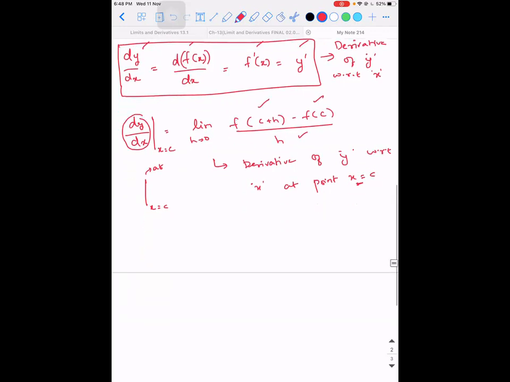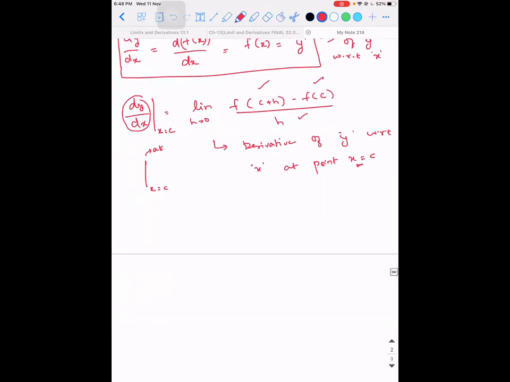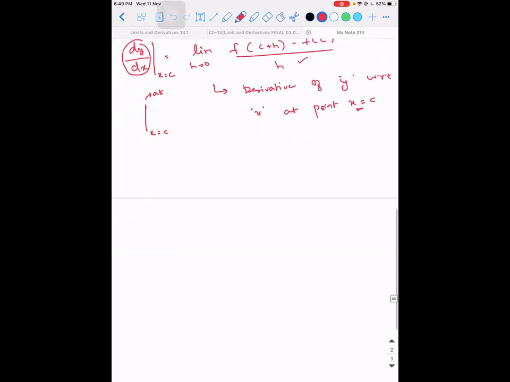For example, if x is equal to a there, it will be f of a plus h minus f of a. I think in your textbook they have given a plus h minus f of a divided by h. That c is some number. It can be x is equal to 5, x is equal to 4, something. So this is derivative at a particular point. Means you're fixing at which point you're interested to find the derivative. Sometimes you can find the derivative at a general point.